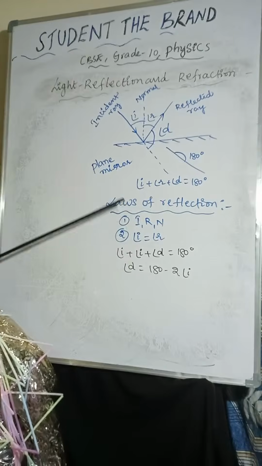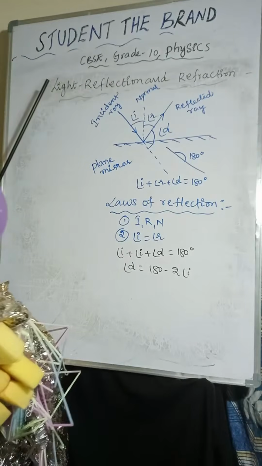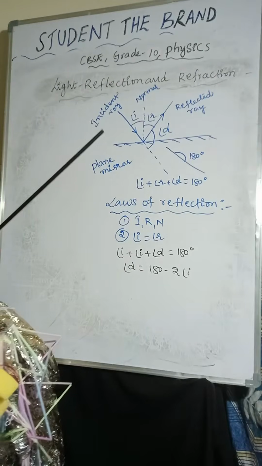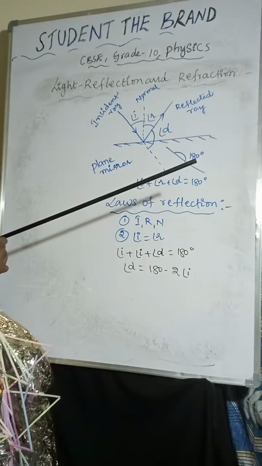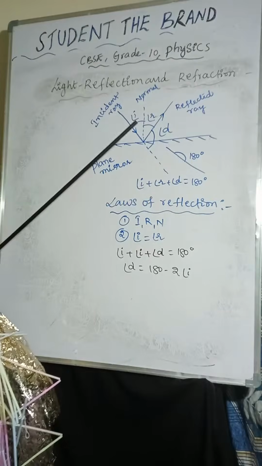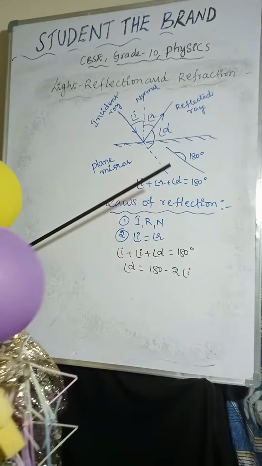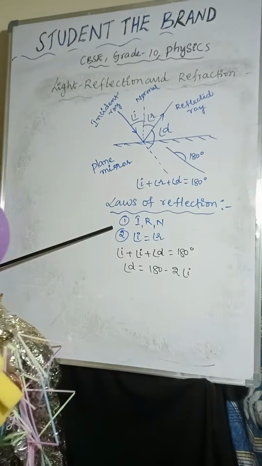The negative sign indicates the image is real and inverted. Okay, so the positive sign indicates the image is virtual and erect. Okay, so here, the laws of reflection.